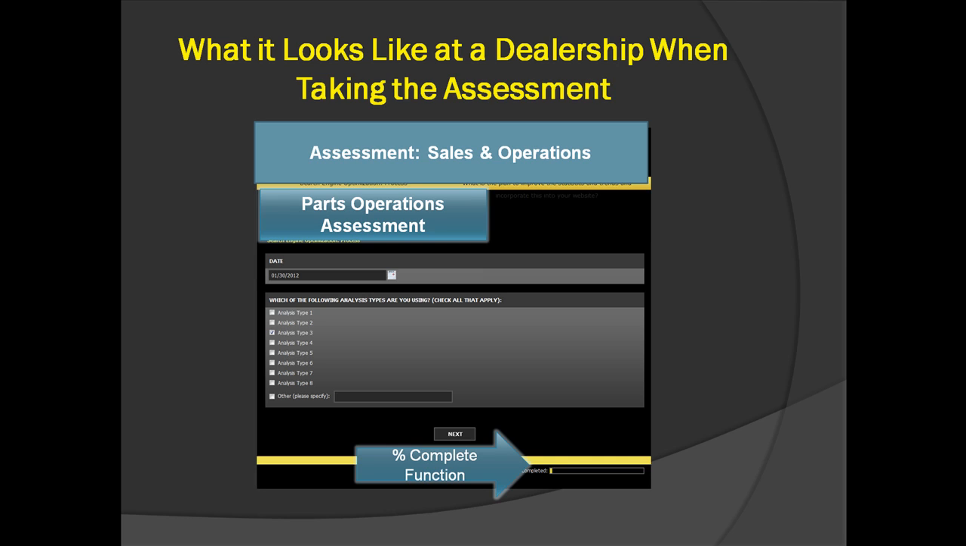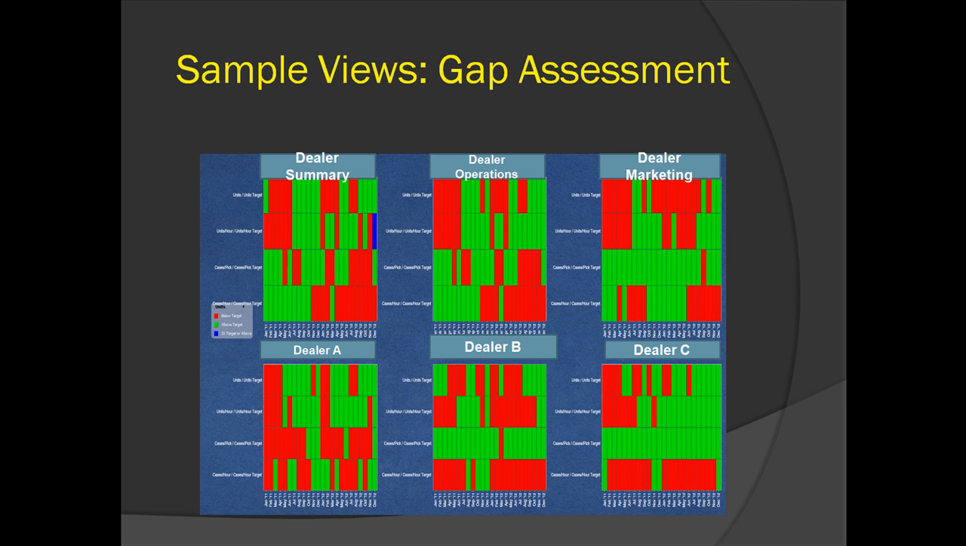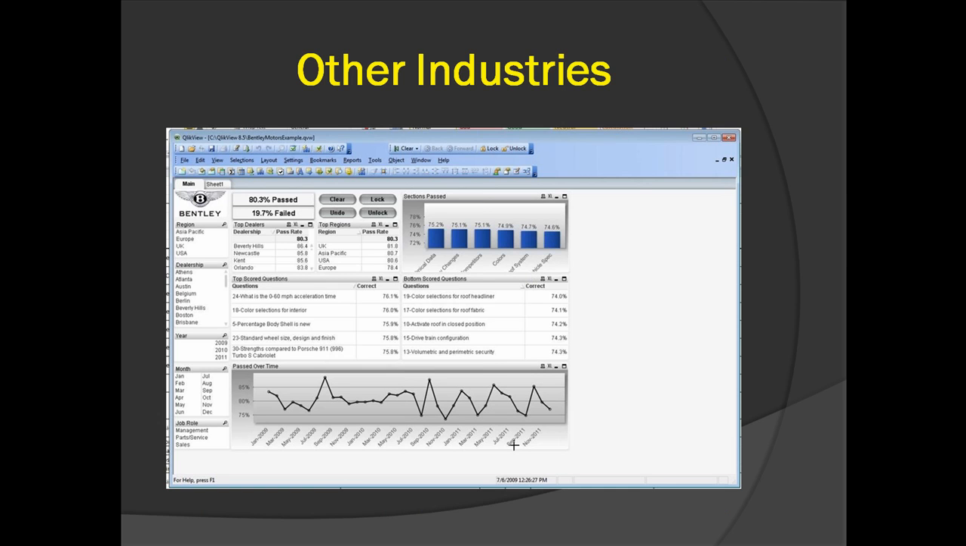Here's what it looks like from a dealer's perspective when they're actually taking an assessment. They simply log into their account, select which analysis they're doing, monitor their percent complete function, and walk themselves systematically through this process. Here's a sample view of what a gap assessment might look like. Dealer summary, dealer operations, marketing, dealer over dealer, red meaning the biggest areas of opportunity for improvement.